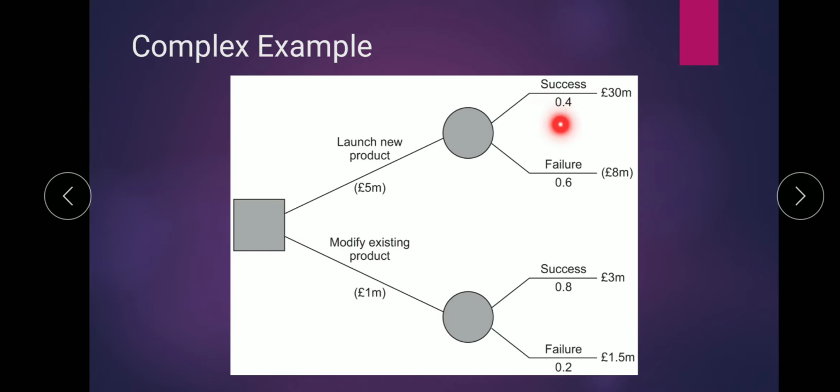The success ratio of the new product being successful is 0.4. If it's successful, you will be earning 30 million pounds, whereas if it's a failure, you'll be earning 8 million pounds, or I guess it's euros. So the failure rate is higher in the case of launching a new product, whereas the success rate is higher if you are going to modify an existing product. So a person can either go with launching a new product or modifying the existing product. In modifying the existing product, if it's a success, you'll be earning less, whereas if it's a success in launching a new product, it's going to be more. So the 0.4, 0.6, 0.8, 0.2 are going to play a very important role.